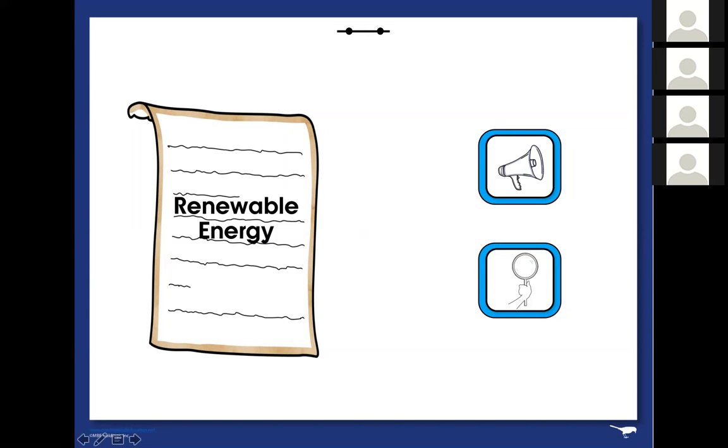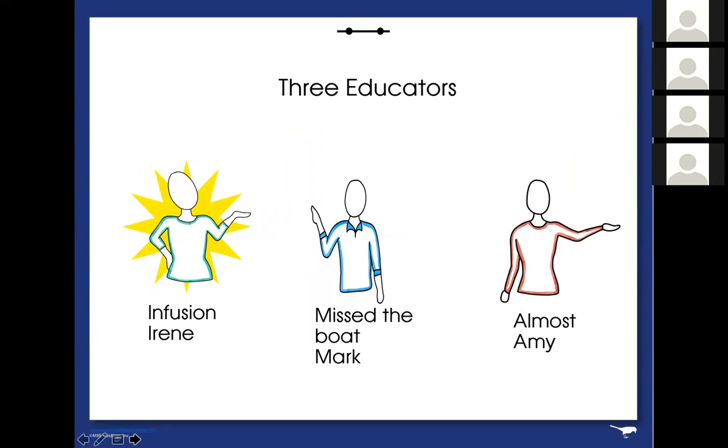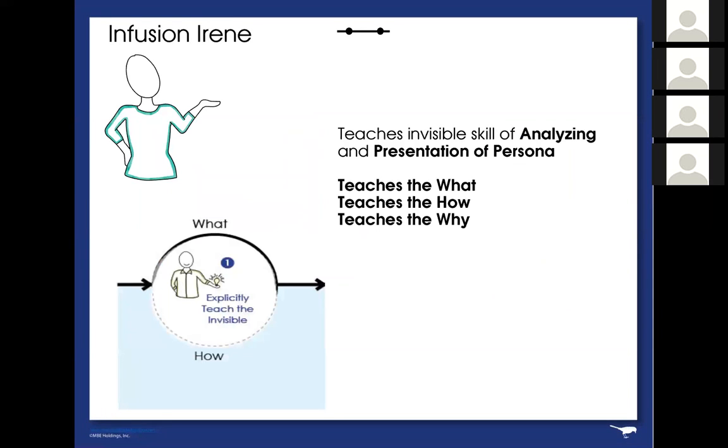So the main content is a lesson on renewable energy sources, and then the skills that she wants to infuse in that lesson are presentation of persona and analyzing. So let's look at how Infusion Irene does this. Infusion Irene teaches first, before she ever even gets into renewable energy, the invisible skills of analyzing and presentation of persona.